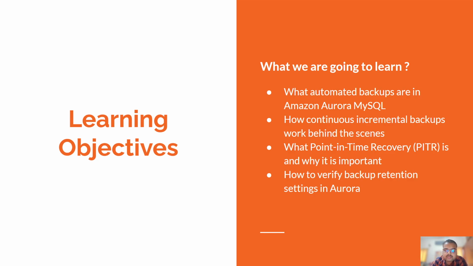Before jumping into the demo, let's understand what we are going to learn in this project. First, we will learn what automated backups are in Amazon Aurora MySQL. Then we will understand how continuous incremental backups work behind the scenes. We will also learn what point in time recovery, or PITR, is, and why it is extremely important in real world systems. Finally, we will see how to verify backup retention settings in Aurora.